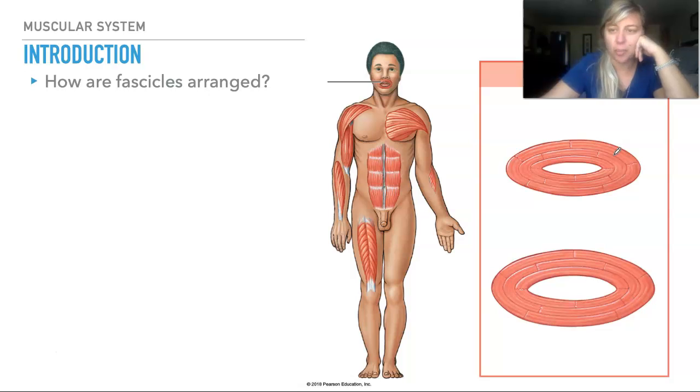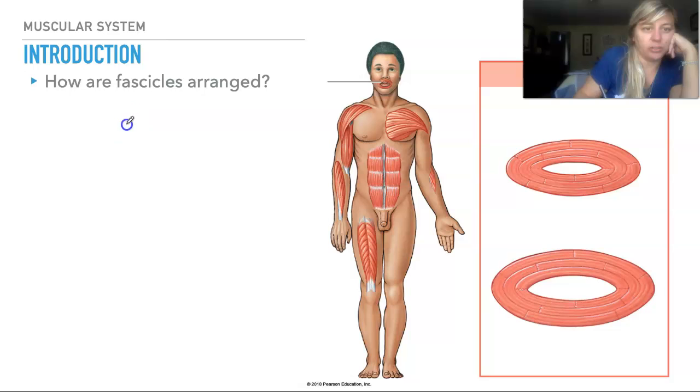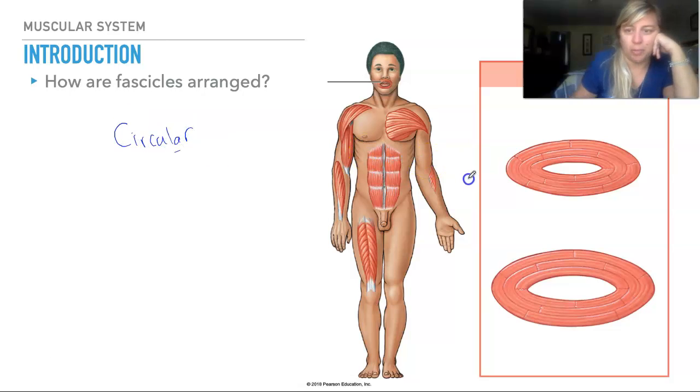And then our last arrangement of fascicles that we see are the circular muscles. And so the circular arrangement, we see a couple of examples. These here around the mouth, we have orbicularis oris. We also have circular muscles around the eyes, orbicularis oculi. So these muscles are arranged typically around some kind of opening to our body, and they control things getting in or out or not getting in and out of our body. So like the sphincter muscles are also circular muscles.